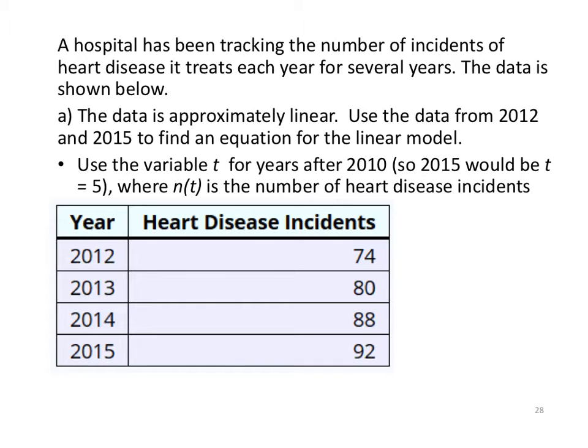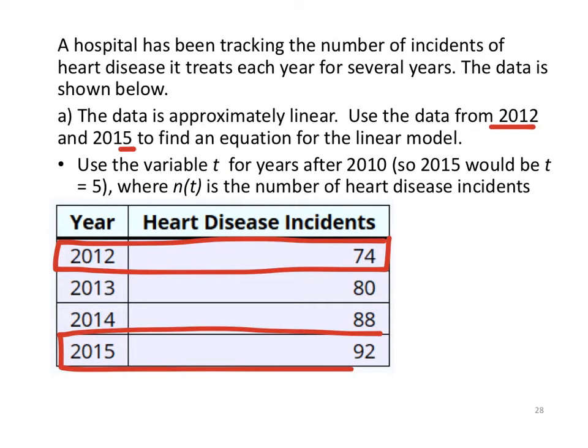Where n of t, that's the function based on the time, is the number of heart disease incidents. But it says right here that we need to base it on 2012 and 2015. So we're not using 2013 or 14 at all in these calculations, right? And we are looking to write the equation for it. So even though it says it was approximately linear, we're going to force it to be linear because we're only given 2 points, and 2 points create a straight line, okay?